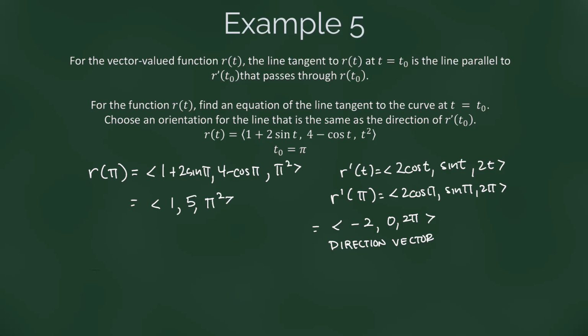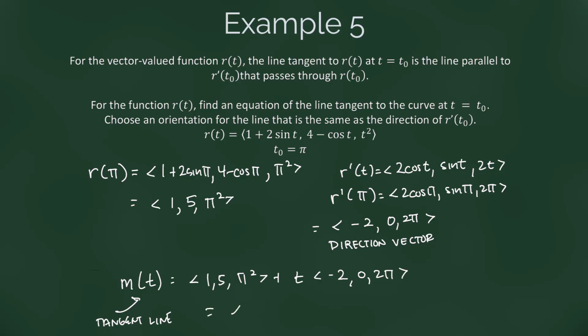So the tangent line that we want, we'll call it m of t. I don't know why I'm using m, but whatever, m of t, that's our tangent line. That is going to be our point, or our starting vector, plus our parameter times our direction vector. And so we end up with 1 minus 2t, 5, and pi squared minus 2 pi times t. I don't know why I wrote that last one as negative. That should be a plus.